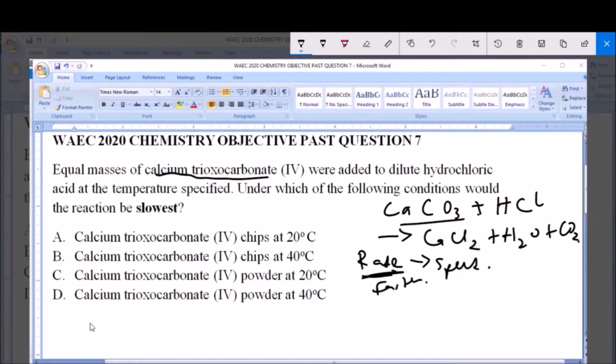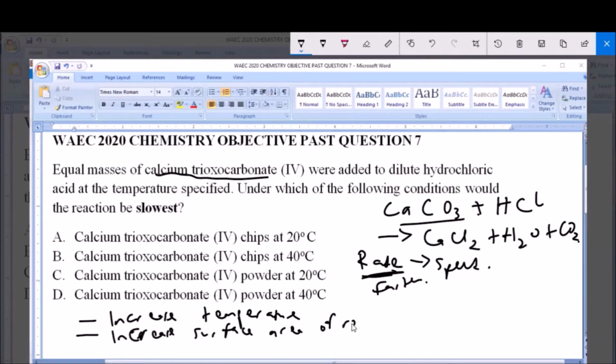Now, some of those things include increasing temperature, and another thing could be to increase the surface area of the reactants. So with an increase in temperature, the reaction rate will increase, so it will take place faster, and with an increase in surface area, the speed of the reaction is also likely to increase.